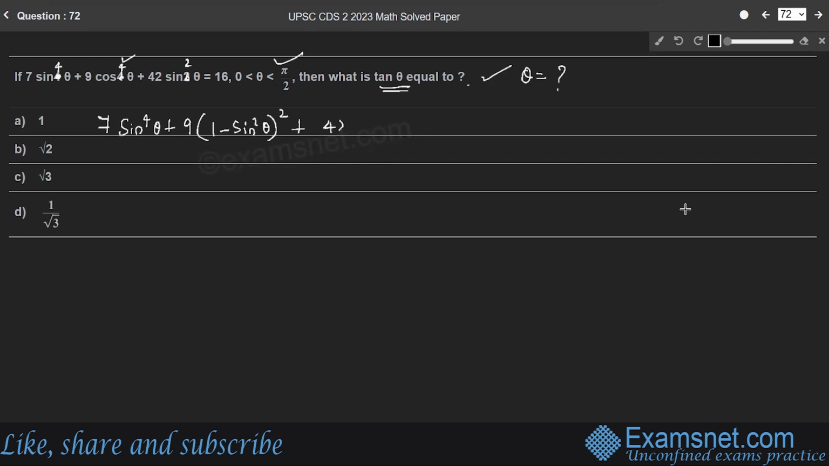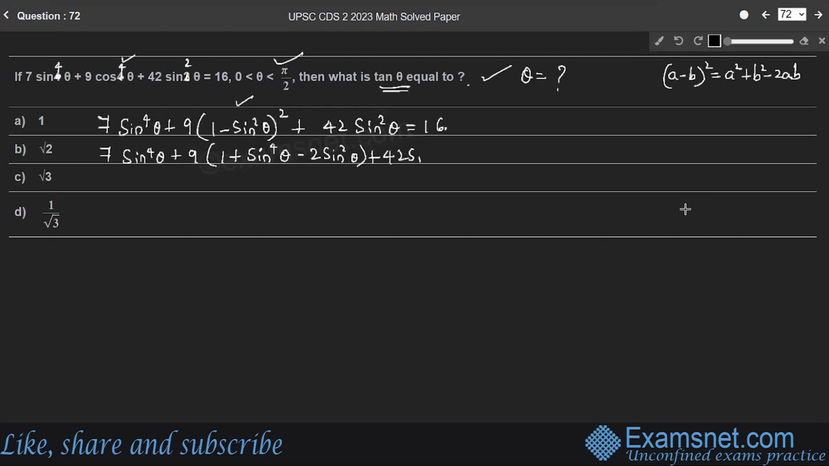Plus 42 sine square theta is equal to 16, right? We'll expand this: 7 sine raised to 4 theta plus 9 into (1 minus sine square theta) whole square. We are using the formula (a minus b) whole square, which is a square plus b square minus 2ab. Therefore 1 plus sine raised to 4 theta minus 2 sine square theta, plus 42 sine square theta is equal to 16, right?